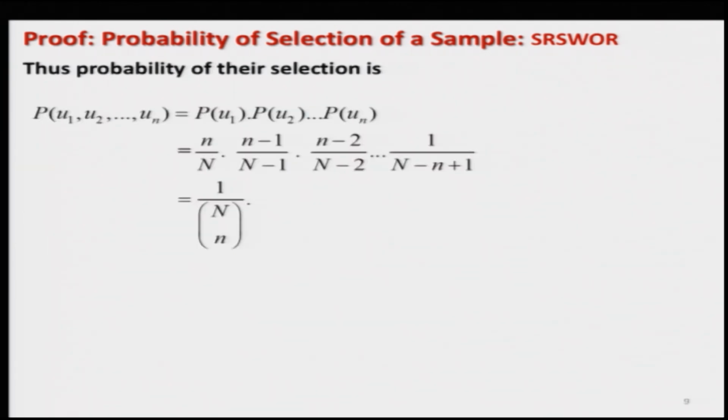Okay. So now I have computed all the probabilities, probability of u1, probability of u2, probability of un. So I can substitute them in this expression, and this probability of u1 we have computed as small n upon capital N. Probability of u2 has been computed as n minus 1 upon capital N minus 1 and so on, and probability of un is 1 upon N minus n plus 1. So if you try to just simplify it, this will come out to be 1 over NCn, or 1 over N choose n. So this is how you can compute the probability of selection of a sample.